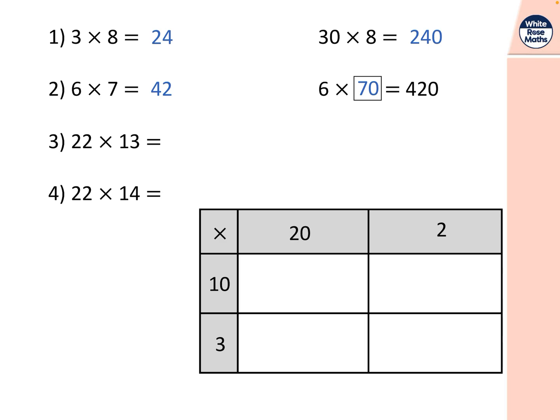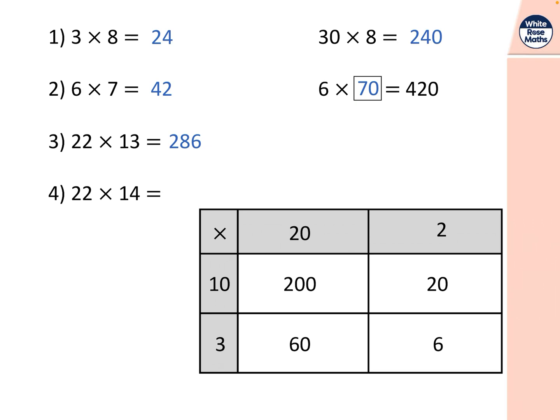So let's have a look here. We've got a 22 times 13 in our area model down here. We can split that into 20 and 2 and 10 and 3. And then we can start to multiply it. So we can do our 10 times our 20 is 200. 10 times 2 is 20. 3 times 20 is of course 60. And 3 times 2 is of course 6. And then we just add them up. Well done.